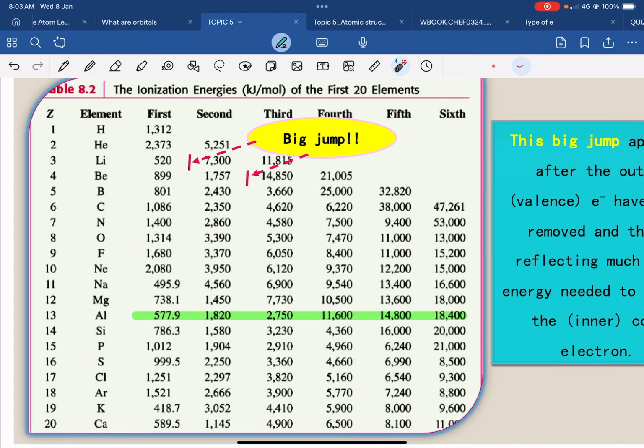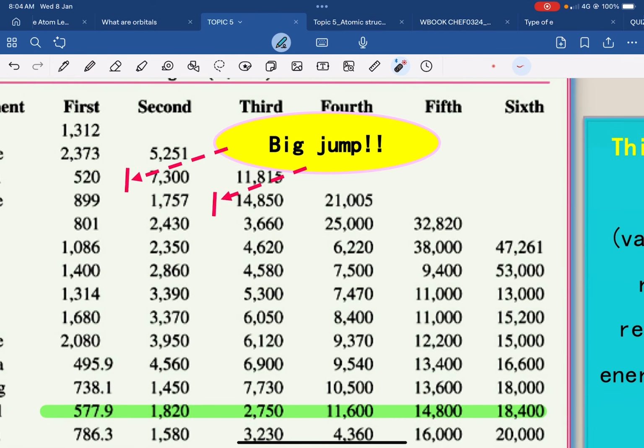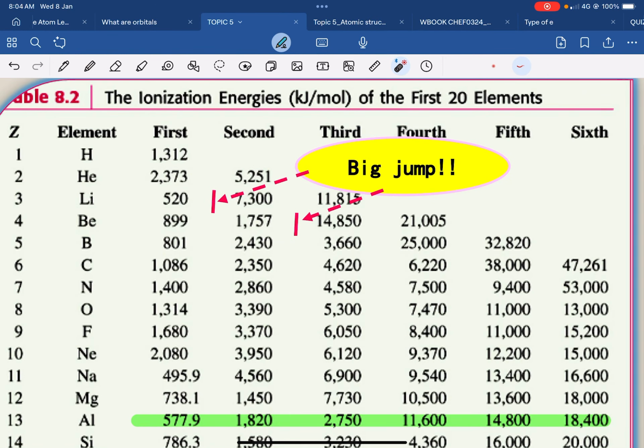Okay, so if you can see, helium, hydrogen ada satu je elektron, betul? So ada satu je lah ionization energy dia, which is 1.3 kilojoule per mole. Okay, and then it goes lah. So let's say for beryllium ada 4 elektron. So the first one 899, the second one 1757, and then for the third electron is 14,000, and for the fourth one is 21,000. So I would like you to bring your attention to this beryllium.